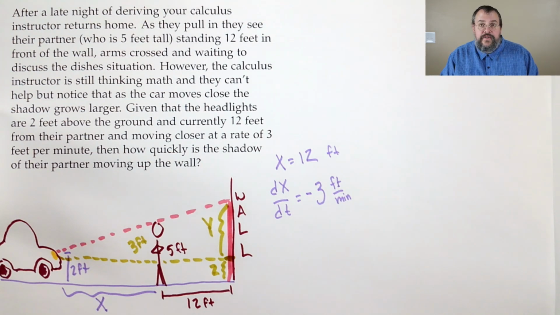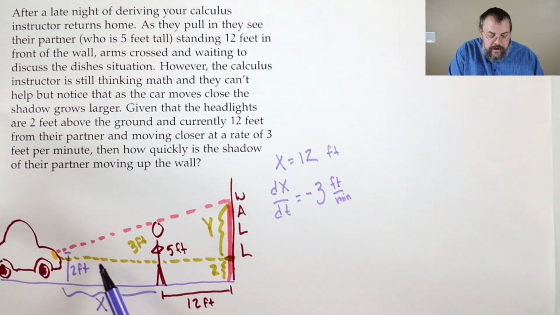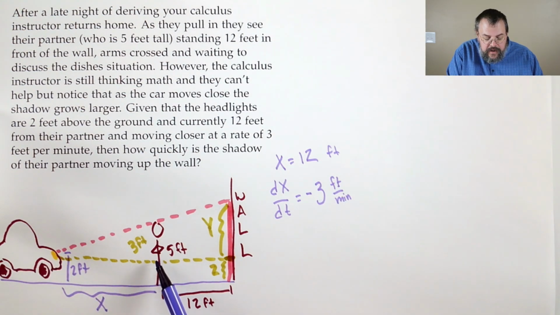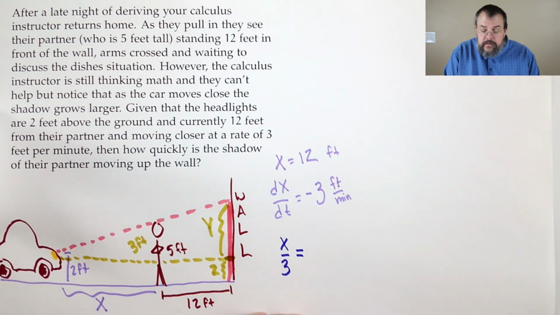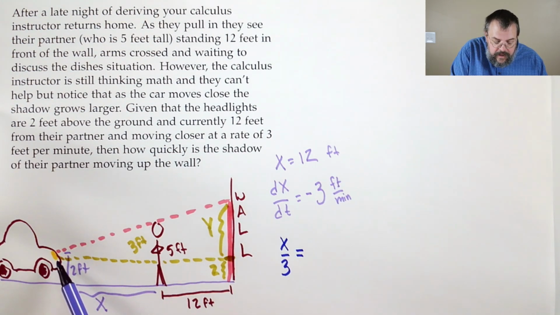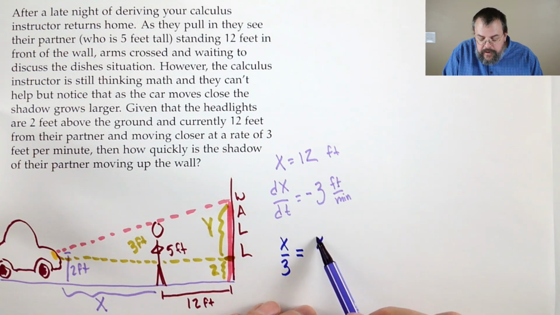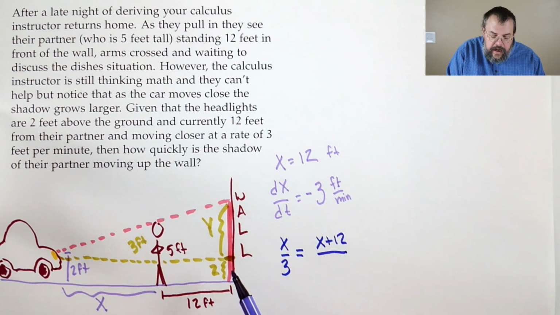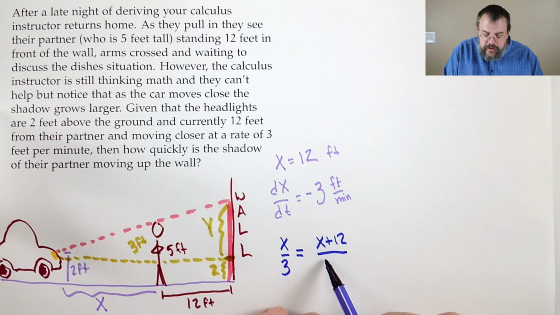We know similar triangles is the name of this problem. So we think about what our similar triangles are. Well, we have this smaller triangle where the length from the light to our partner is x. The height of our partner is 3. So x is to 3 as, that means equal, this length, from the light all the way to the wall, which is x plus 12, is to how high the shadow is, or at least this part of the shadow, so is to y.